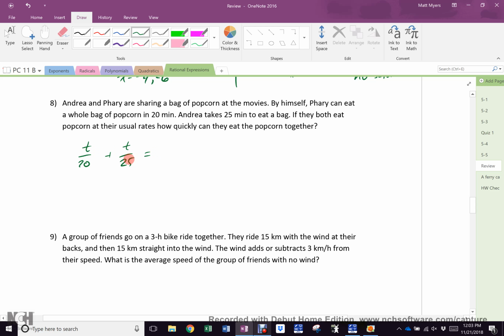Just because. The letter doesn't matter. And how many bags are going to be consumed? 1. Solve it. What's the common denominator? 100. So what does this need? 5. So 5T plus 4T has to equal what? 100. Now I've got all the same denominator. So what happens to it? Gone. 5T equals 100. So 9T equals 100. So T equals 100 divided by 9, which is 11 point blah.